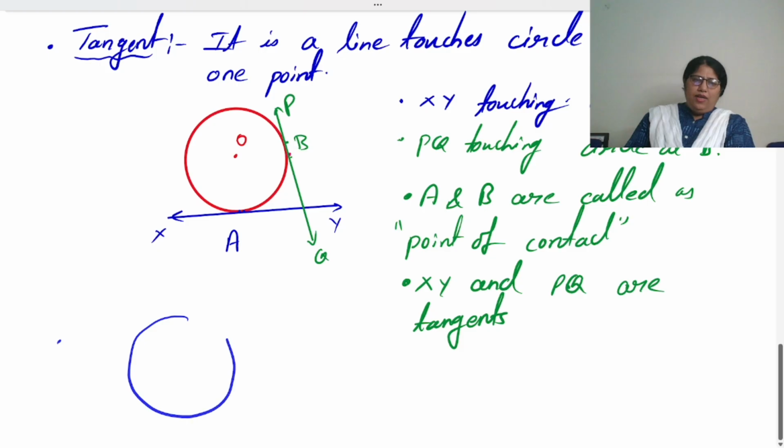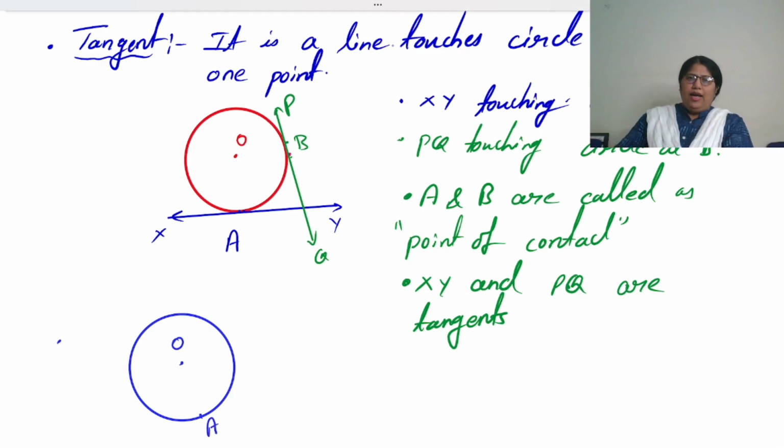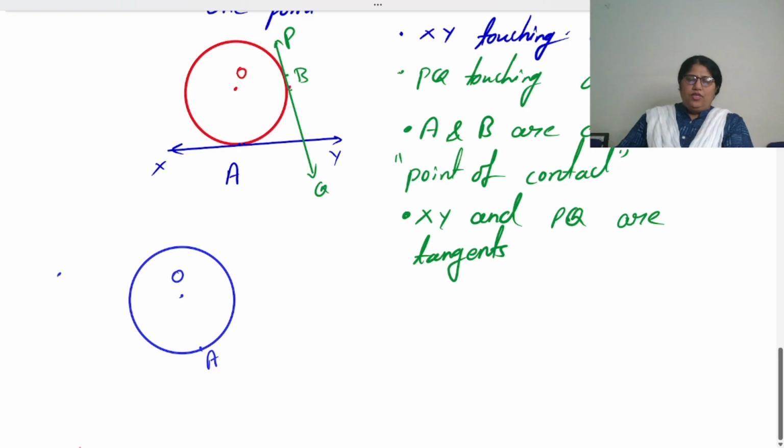So here if I take a circle, the center is O. I'm taking a point A. Now let us try to draw a tangent. First, if I try to draw one tangent passing through A, it can touch the circle at one point, at A. There is only one possibility here. This other one we can't use, because if you move like this, your line is touching the circle at two places.